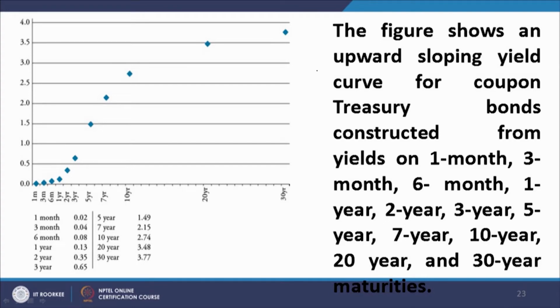This is an example of the curve that is based on coupon bonds. As you can see here in the right hand panel, this is an upward sloping yield curve. The figure shows an upward sloping yield curve for coupon treasury bonds constructed from yields. Please note the YTMs for 1 month, 3 months, 6 months, 1 year, 2 year, 3 year, 5 year, 7 year, 10 year, 20 year and 30 year maturities. And there is no mention of coupon rates here. Please note this fact, because the YTM does not depend on coupon rates.